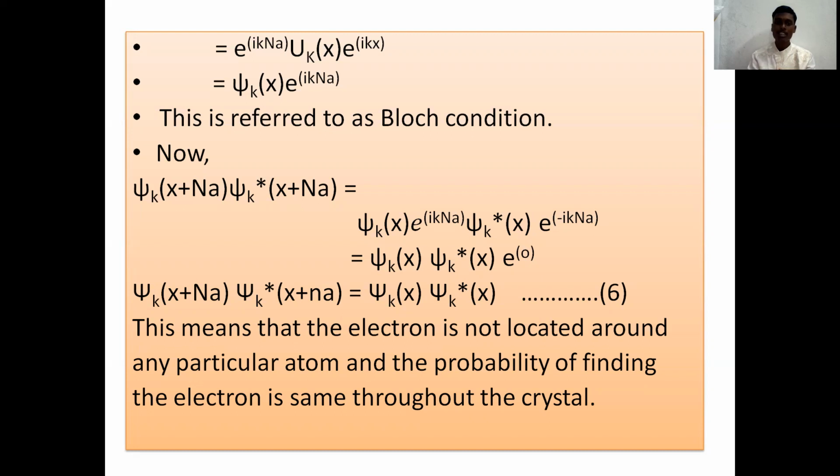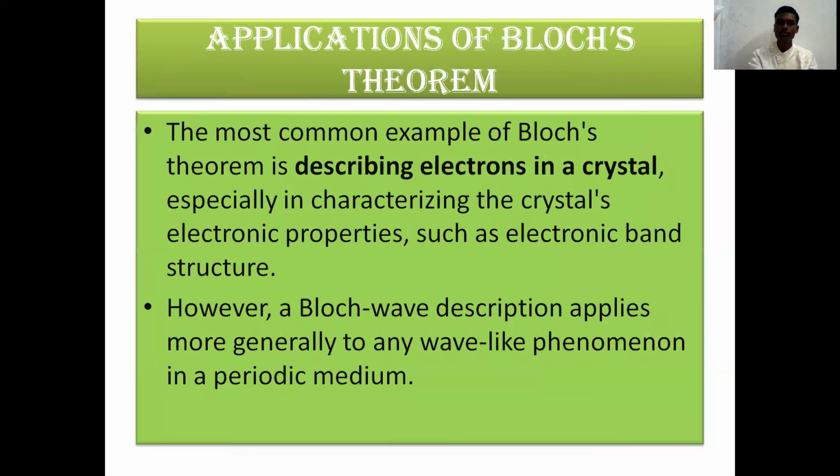This means that the electron is not located around any particular atom, and the probability of finding the electron is the same throughout the crystal. The last three lines say about the expression that the probability of finding the electron is the same throughout the crystal, throughout the lattice, throughout the ion cores which are present in the lattice of the crystalline solid.